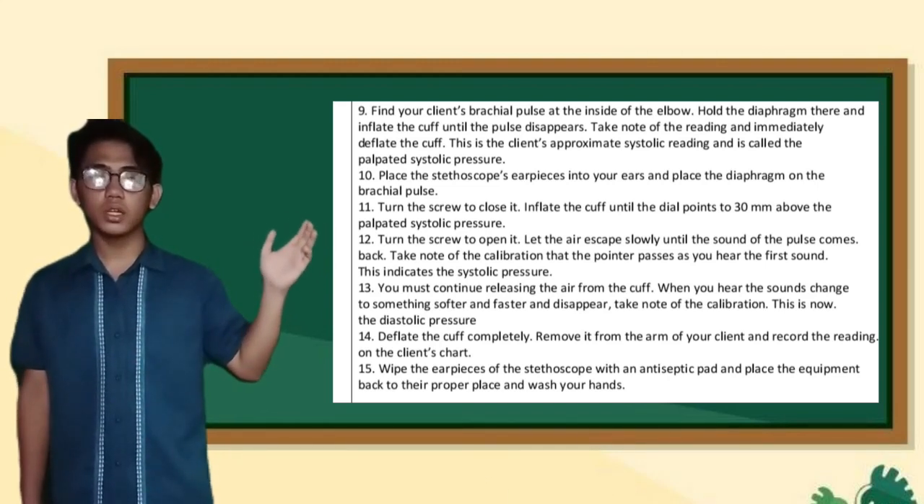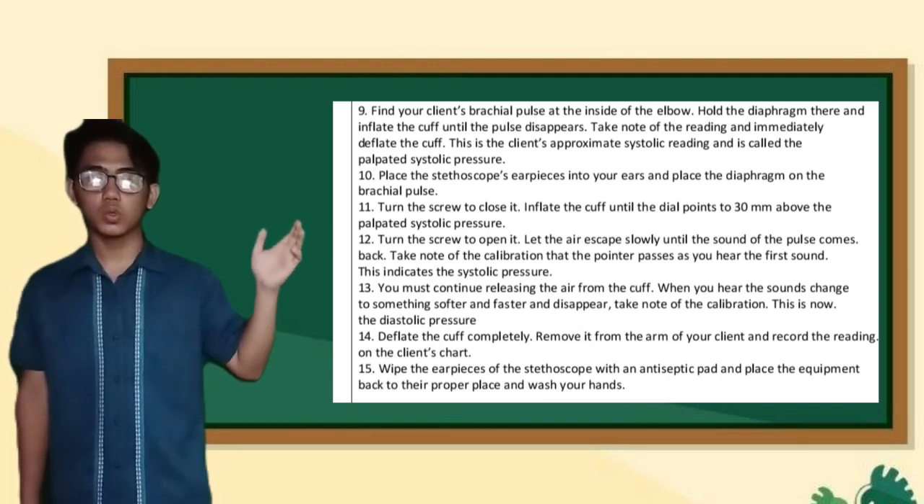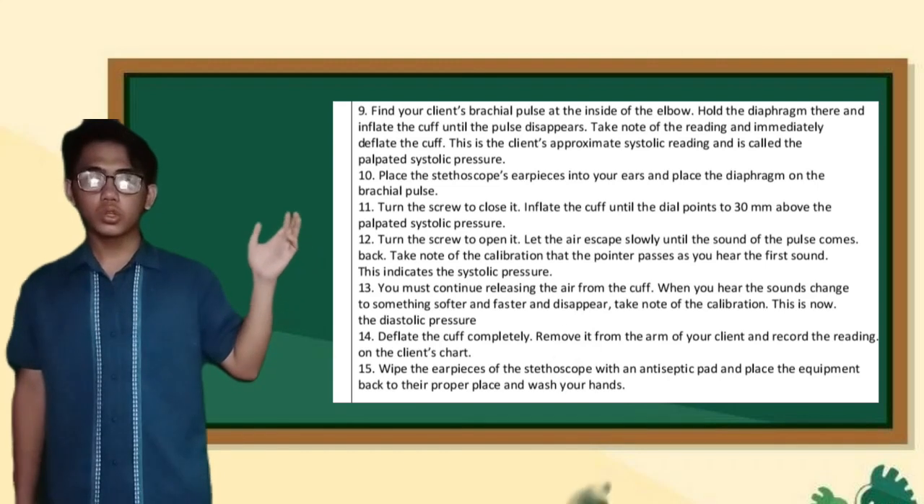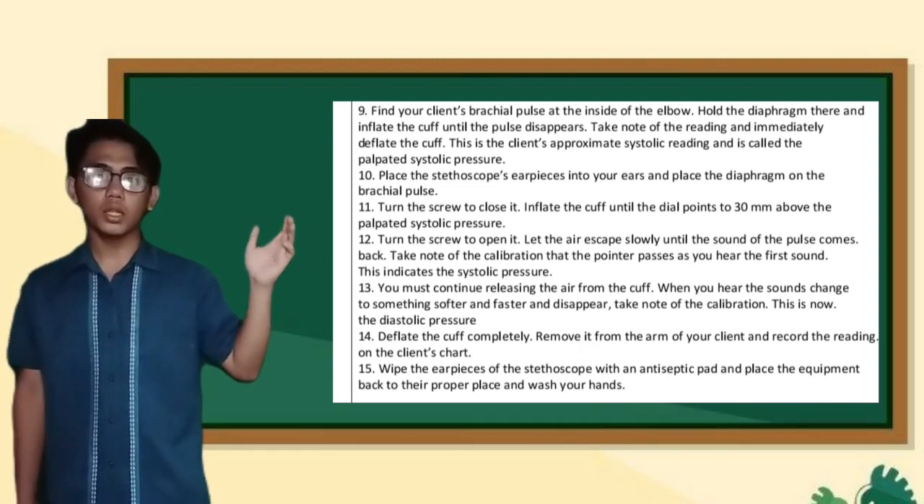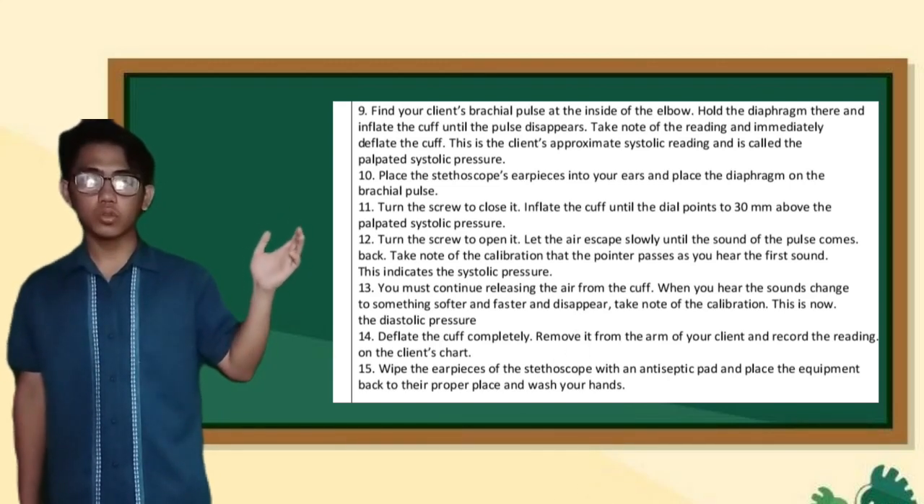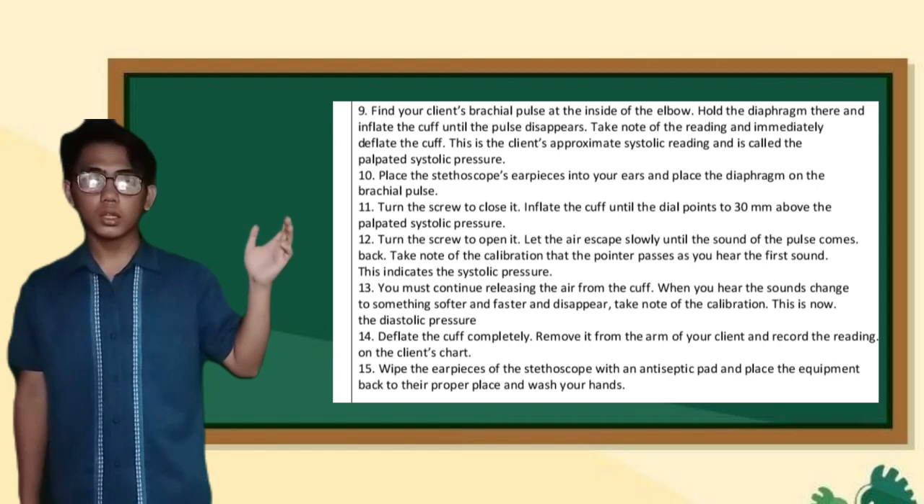Inflate the cuff until the dial points to 30 mm above the palpated systolic pressure. 12. Turn the screw to open it. Let the air escape slowly until the sound of the pulse comes back. Take note of the calibration that the pointer passes as you hear the first sound. This indicates the systolic pressure.